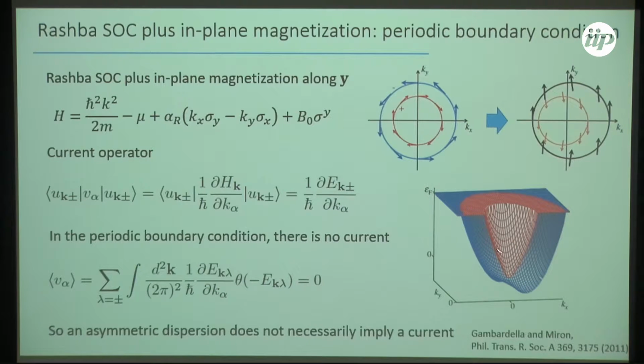Then you see that the result is obviously 0, because this is nothing but the derivative of the bands. And then you integrate it over the entire Fermi sea, right? So you integrate the derivative of this function from here to here. But this function here and here have the same value, so they cancel out to be 0. So in other words, a symmetric band structure does not necessarily imply a spontaneous current that is generated in the system.